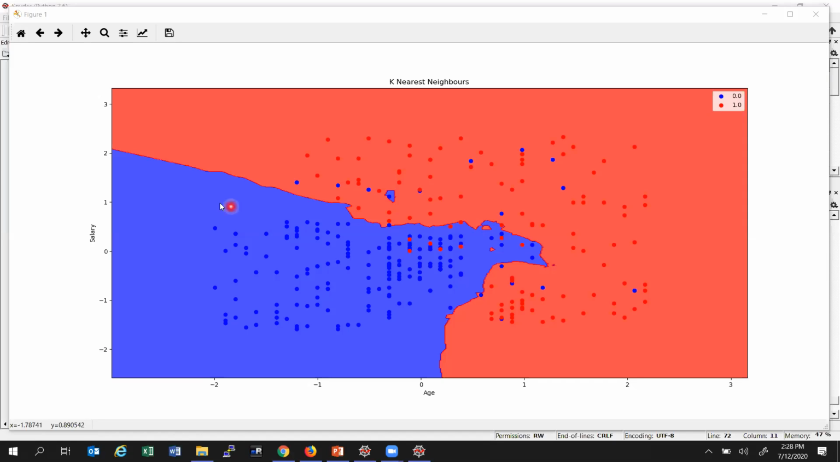Now you can see this decision boundary is not linear. It is not a straight line. It is an irregular shape. That is why I said it is non-linear. We'll see again with logistic regression how a straight decision boundary comes. Any question on this? Is it clear to everyone? Yes, Rishi. Okay.